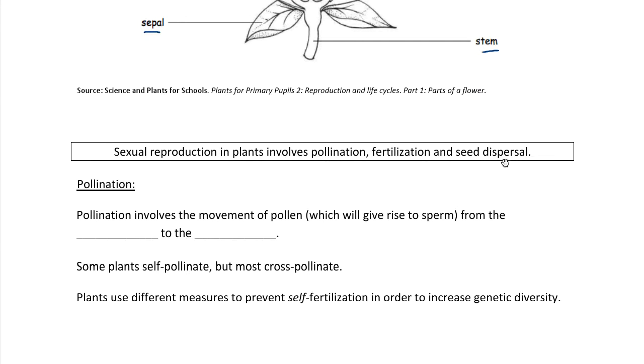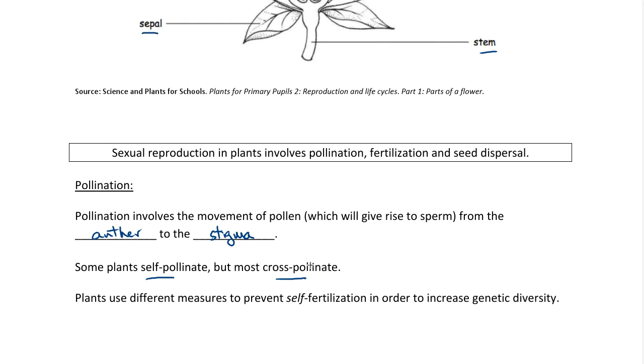seed dispersal. So the first step is pollination, and pollination involves the movement of pollen, which will give rise to the sperm, from the anther, which we just saw above, to the stigma. Now, that can happen in the same plant, pollen going from the anther of its flower to the stigma of the same flower. That's called self-pollination, and some plants do that, but most cross-pollinate, which means pollinating a different plant other than yourself. That increases genetic diversity by having two parents instead of just one.